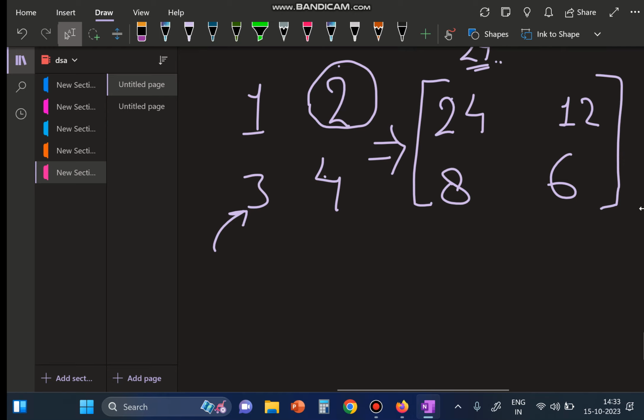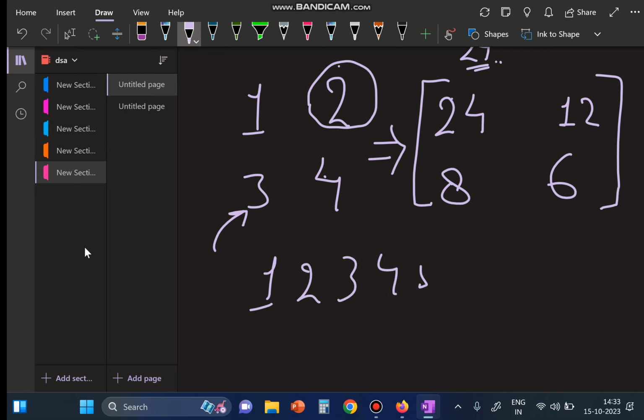So we have to return this matrix, which is the product of all the elements except the self element. The question is very simple. One more thing: we have to take the modulo by 12345, so we have to modulo it by this number.